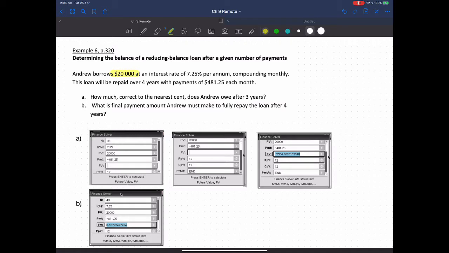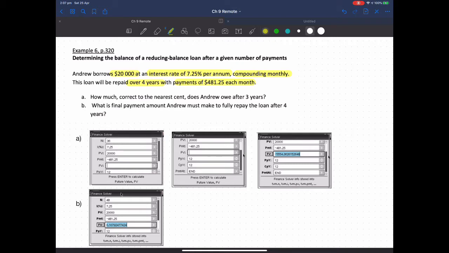$20,000 at an interest rate of 7.25% per annum, compounded monthly. The loan will be repaid over 4 years with payments of $481.25 each month. So, part A of the question. How much, correct to the nearest cent, does Andrew owe after 3 years?